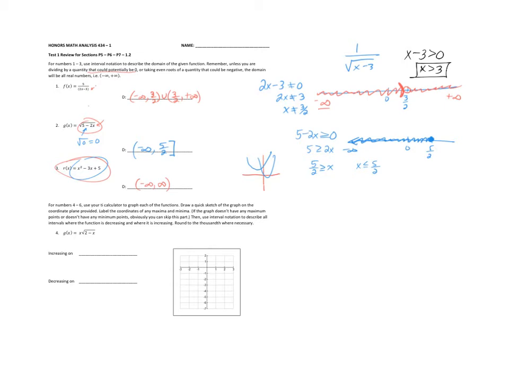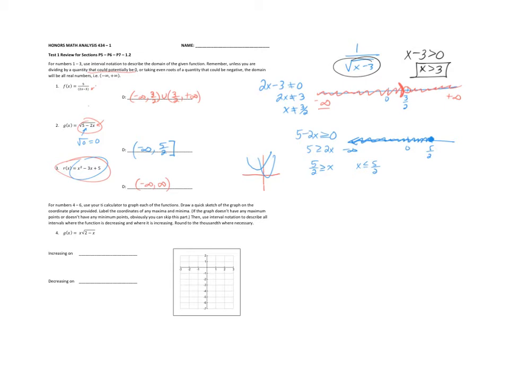Because if x, normally if it's just a square root, it would be okay for x to be 3, because it would be the square root of 3 minus 3, which is the square root of 0, which is just 0. But because that's in a denominator of a fraction, having x equal 3 would be a problem.